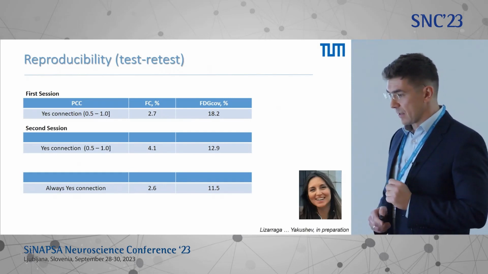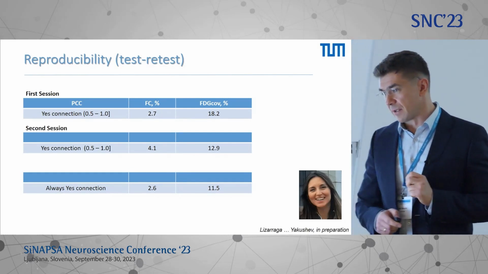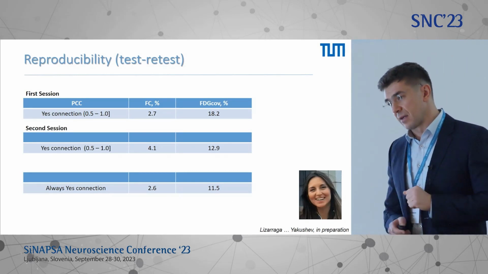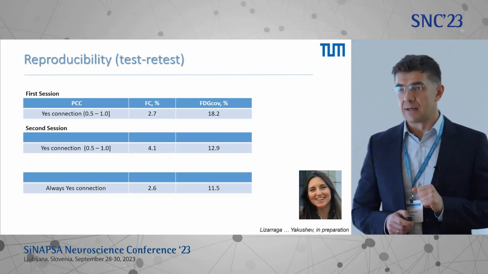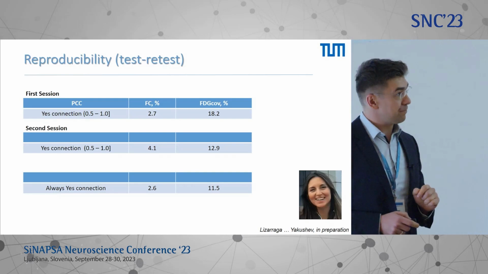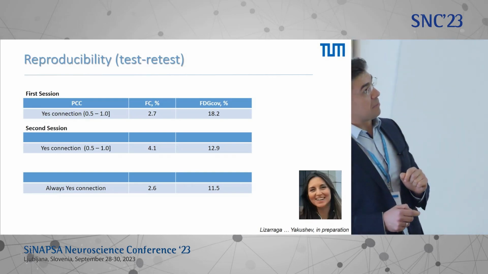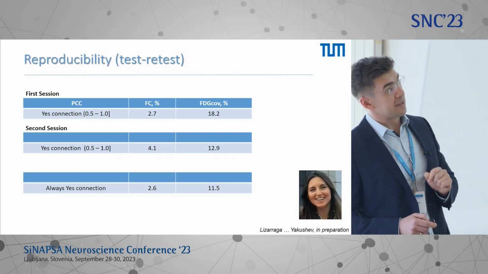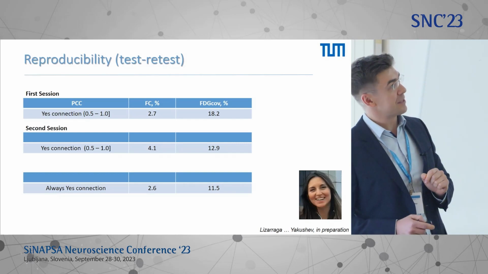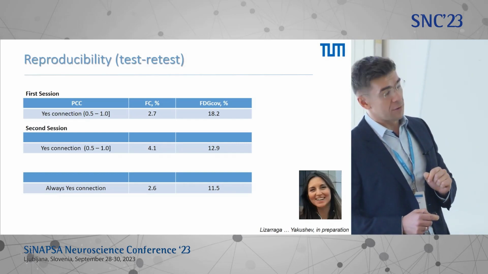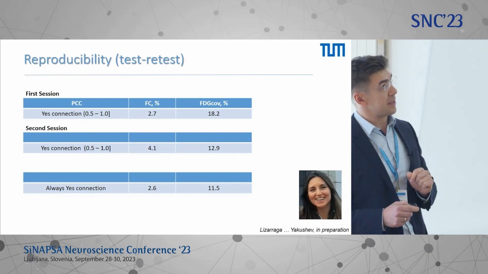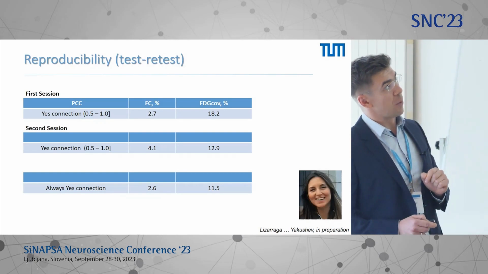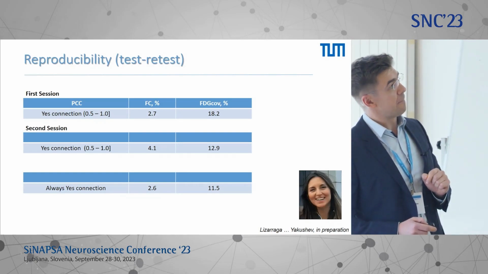Here is a study by Aldana Lizaraga, a PhD student of mine, who calculated reproducibility, test-retest, so 2 sessions, again, FDG PET and BOLD fMRI data. So you see here Pearson correlation coefficients, functional connectivity, and this so-called FDG covariance across subjects. We defined and called them yes connections, all connections with a PCC above 0.5. This number is much lower in the fMRI data.